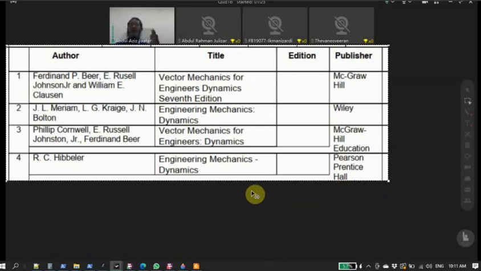So today we're going to look at the details on the kinematics of a rigid body. So I have given to you the assignment.